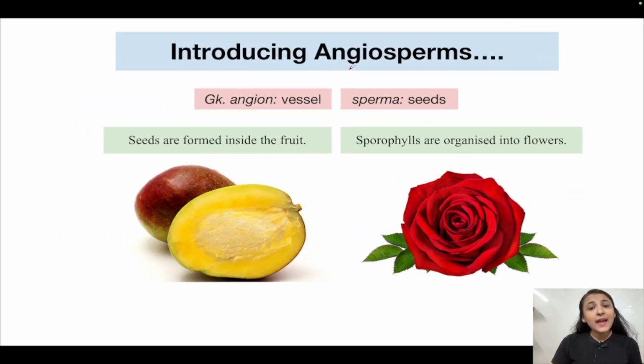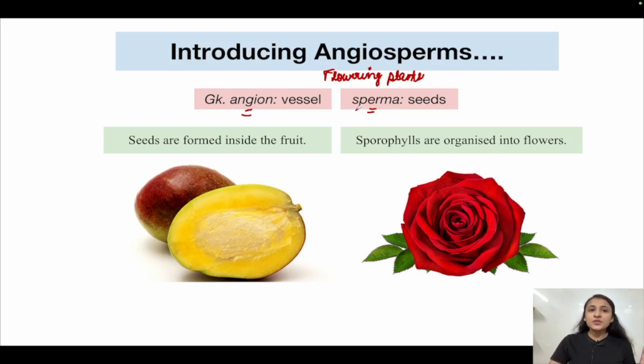So, introducing angiosperms. What are angiosperms? Angiosperms are also known as flowering plants. As the name suggests, they produce flowers. They are the only group of plants which are responsible for the production of flowers. So the sexual organ is the flower. If we split up the term angiosperms, it is made up of these 2 words, angion and sperma.